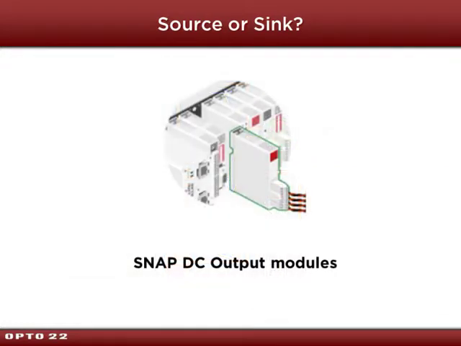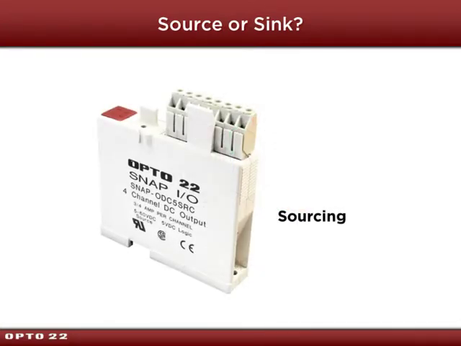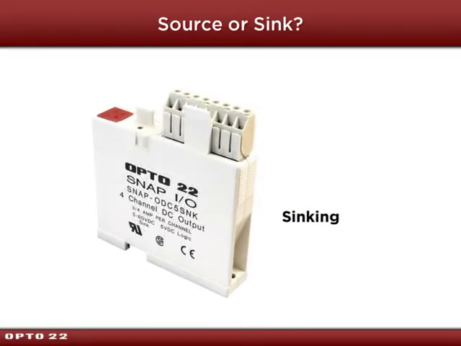Yeah, that really applies more to Snap I/O and DC particularly. AC is not polarity sensitive, so AC modules can be used either way essentially. But for DC outputs, we do have ODC5 source, SRC, or ODC5 sink, SNK.